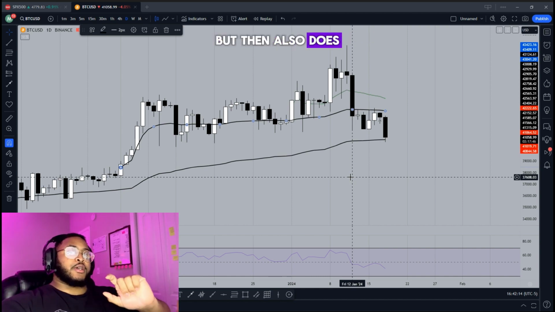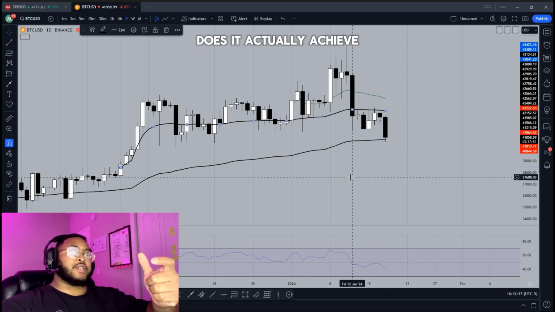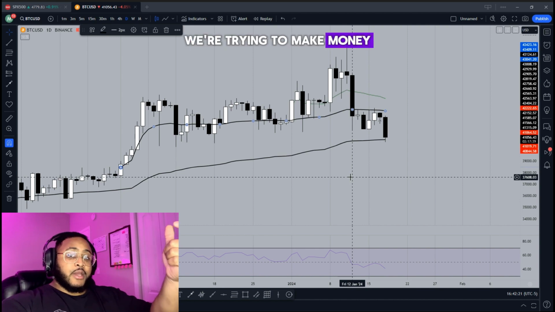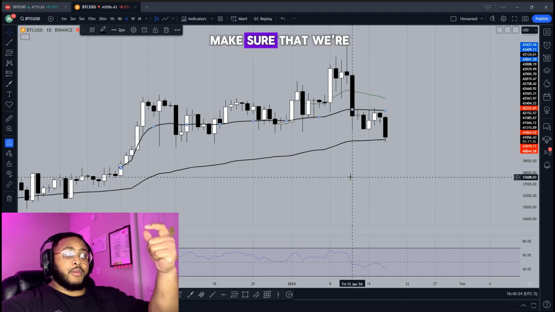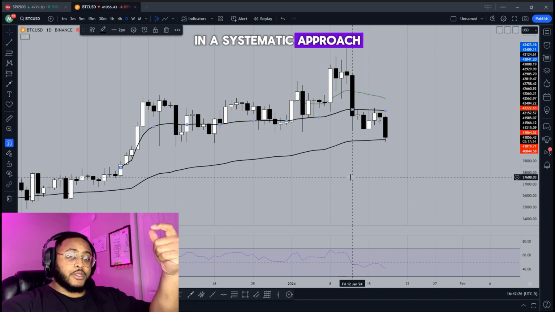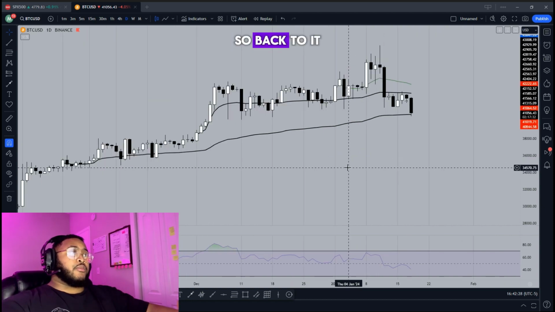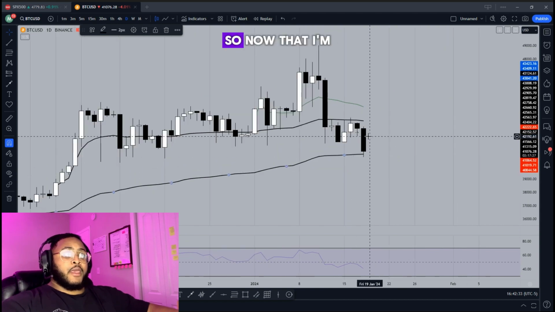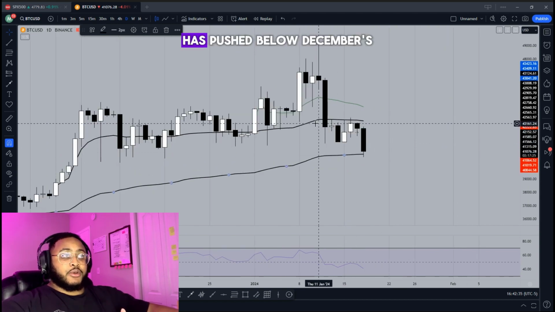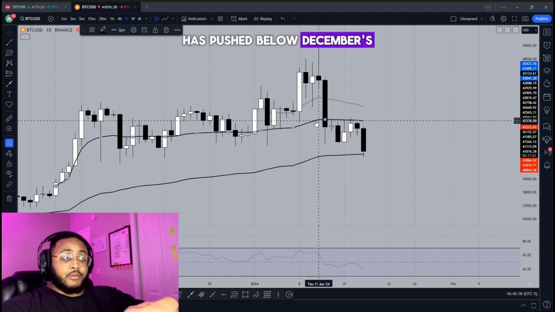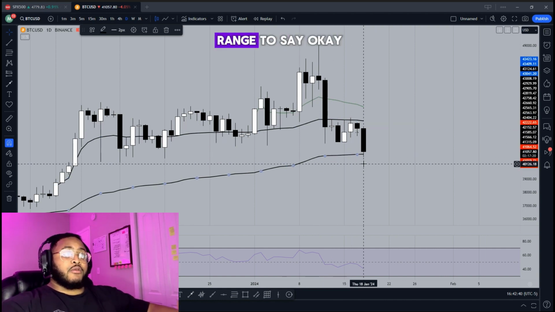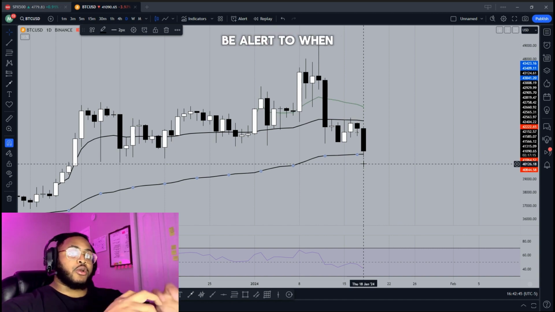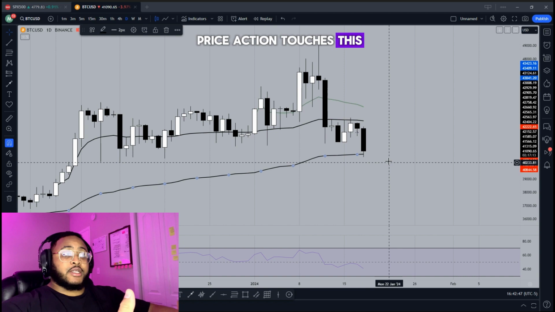But then also, does the way you interpret the market actually achieve any type of results? Because yes, we're trying to make money, but we also want to make sure that we're doing this in a systematic approach. So going back to November's anchor VWAP, now that I'm seeing that price action has pushed below December's anchor VWAP, it gives me a range to say, okay, be wary, or be alert to when price action touches its anchor VWAP.